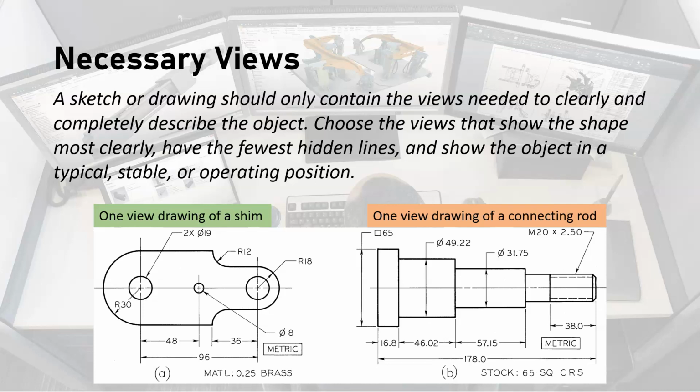So a sketch or drawing should only contain the views needed to clearly and completely describe the object. Choose the views that show the shape most clearly, have the fewest hidden lines, and show the object in a typical, stable, or operating position. The main view that we want to focus on is really the front view, right? So pick your front view well. A view that is going to describe the object the best compared to all the other views, and then decide whether you want a top view or a bottom view, a right view or a left view, or whatever other views you need based on the geometry that you need to describe.